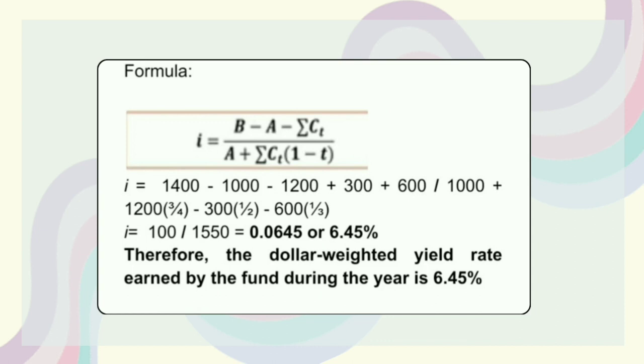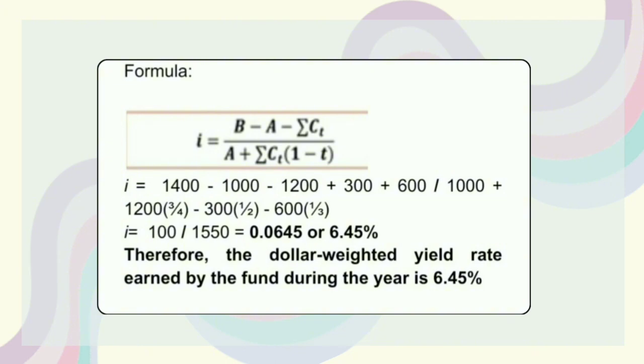So, sa 300 is ang 300 kay 6 months. So, 1 minus 6 over 12. Ang answer is 1/2. Dayon, same sa 600. Ang 600 is 8 months. So, 1 minus 8 over 12 is 1/3.